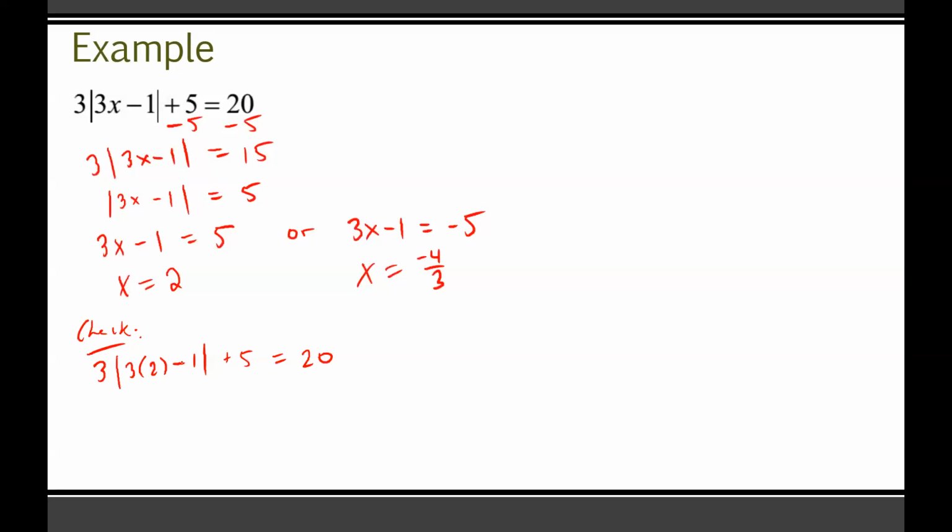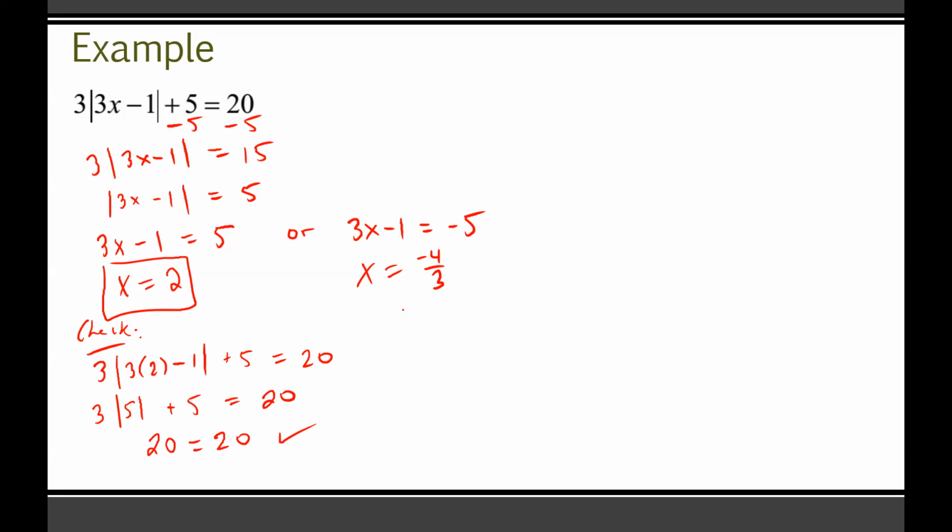Well, this is going to be 3 times 2 minus 1 is 5. So this is like saying 3 times the absolute value of 5 plus 5 equals 20. 3 times the absolute value of 5, well, absolute value of 5 is 5. So that's 3 times 5, 15 plus 5, 20 equals 20. No big surprise there. That one works. So I'll put a box around x equals 2.